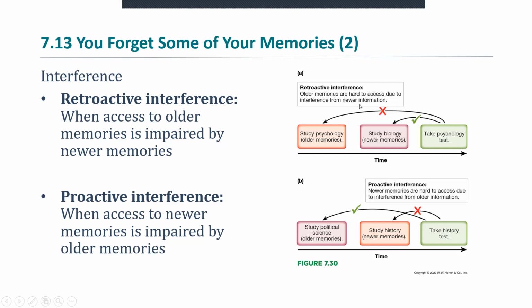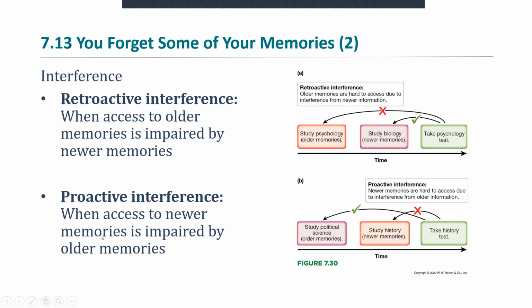Older memories are hard to access due to interference from newer information. So you study psychology because you have a test coming up. And then after you finish studying psychology, you study biology because maybe you have a test in biology coming up as well. When you take your psychology test, the fact that you studied biology in between can interfere with the psychology learning you did. So the new information can interfere with the older information. That's retroactive interference.